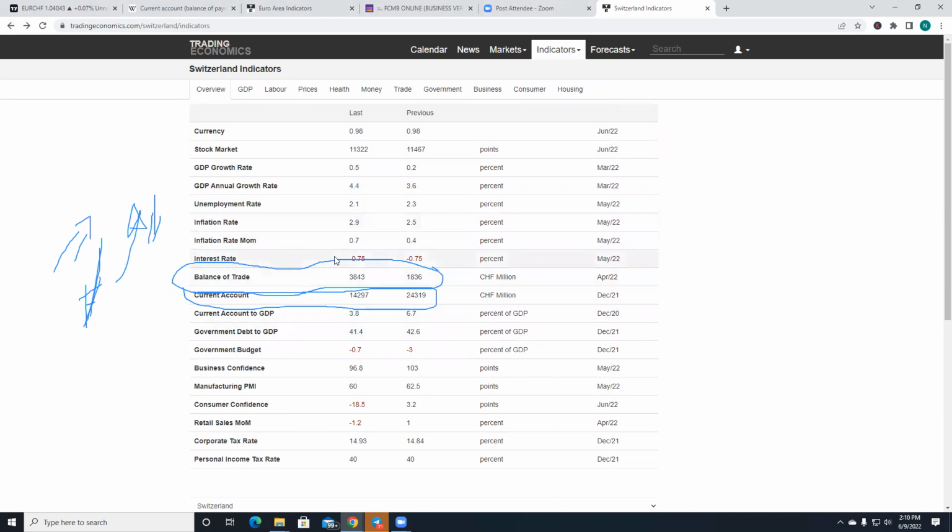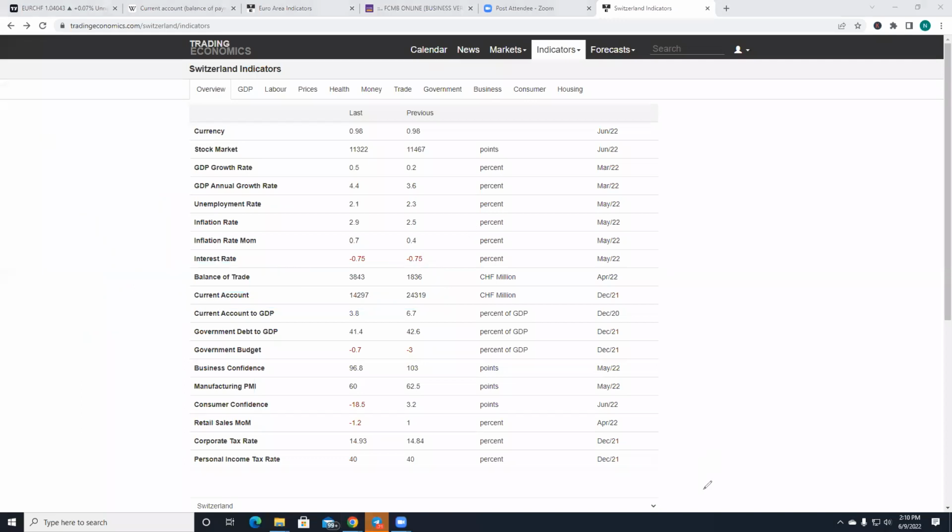All right, look at the interest rate. Let's clean up this. Okay. Now look at the interest rate, minus 0.7. But I want you to take note of the current account and the balance. Can you see this one? These two data, guys.